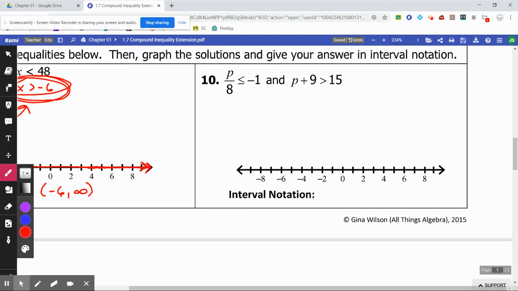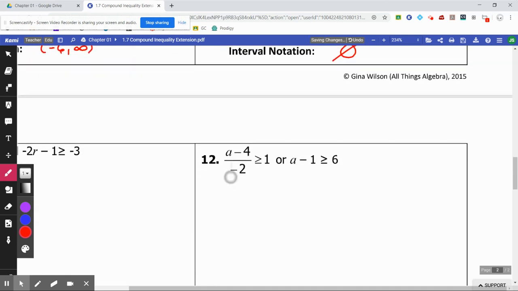Solve number 10. Solve first off for p. We're going to multiply by 8, and it gives you p is less than or equal to -8. This is an and statement, so a reminder that both must be true. So p has to be less than -8, and also when you move your 9 over, you get p is greater than 6. So p has to be smaller than -8, and p has to be bigger than 6. Wait a minute. Smaller than -8, but it also has to be bigger than 6. Which numbers are smaller than -8 and also bigger than 6? There are none. That's no solution. There's no overlap. If you have an and statement, again, you're looking for overlap. You're looking for both.